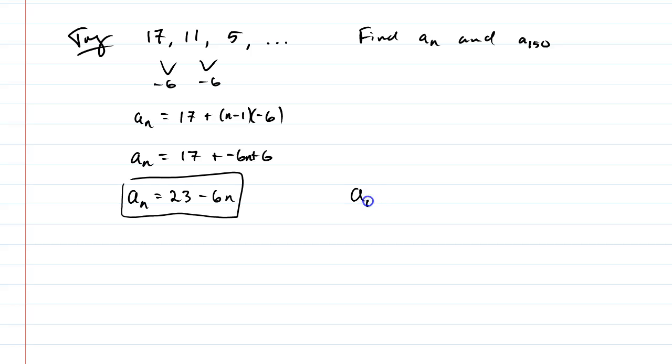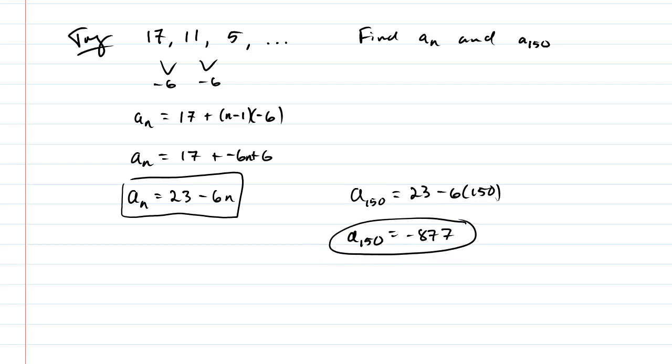Now to figure out a sub 150, all we have to do is figure out 23 minus 6 times 150. That jumps us right to the answer, so that's going to be 23 minus 150 times 6, negative 877. That's the second part of our answer.